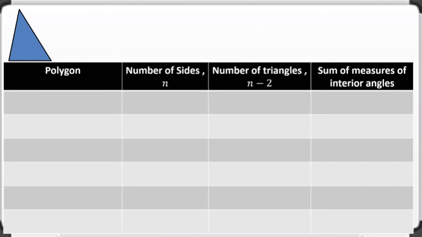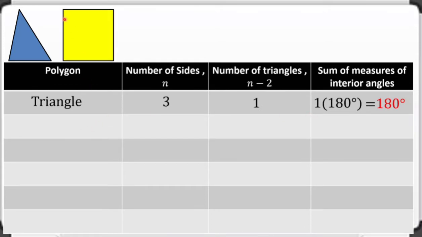Now let us have this one. So I have here a table. What's the name of this polygon? Correct, that is triangle. How many sides does it have? 3. Number of triangles, so it's just 1. So to find the measure of interior angles, 1 times 180 degrees is equal to 180 degrees. So 1 here is the number of triangles. Okay?